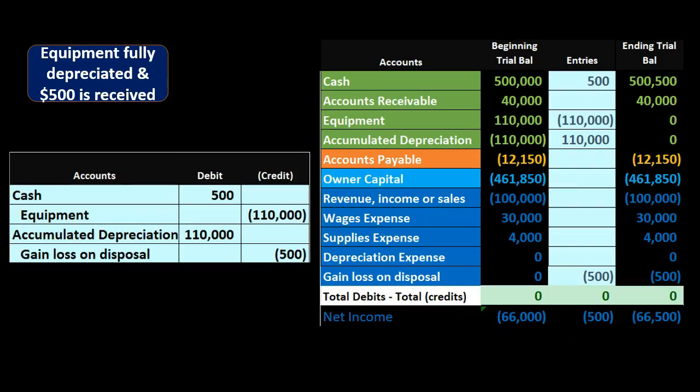So if we look at the trial balance with all accounts included, we've got the cash going up from 500,000 by 500 to the 550. We see the equipment and accumulated depreciation being taken off the books, and we have this gain here, meaning the 66,000 of net income, which was the 100 minus the 30 minus the 4 gives us 66,000, is increased by the 500 to 66,500. This being net income, not a loss. That is a result of the 500 cash received being greater than the book value, the equipment minus the accumulated depreciation, the result being a gain on disposal.